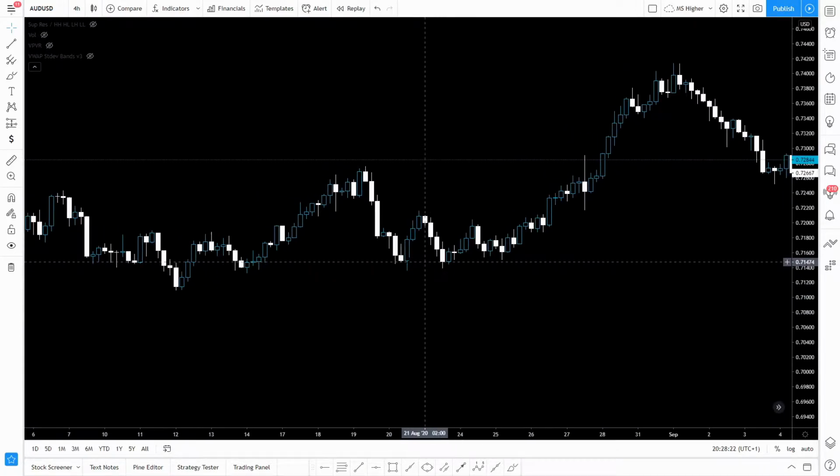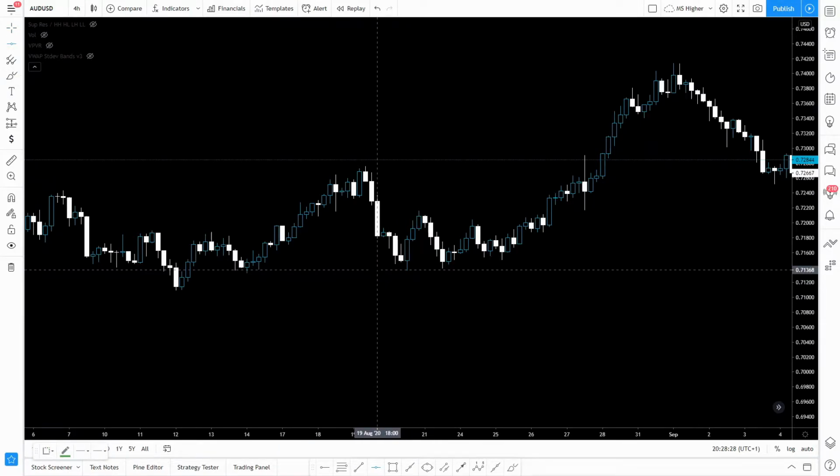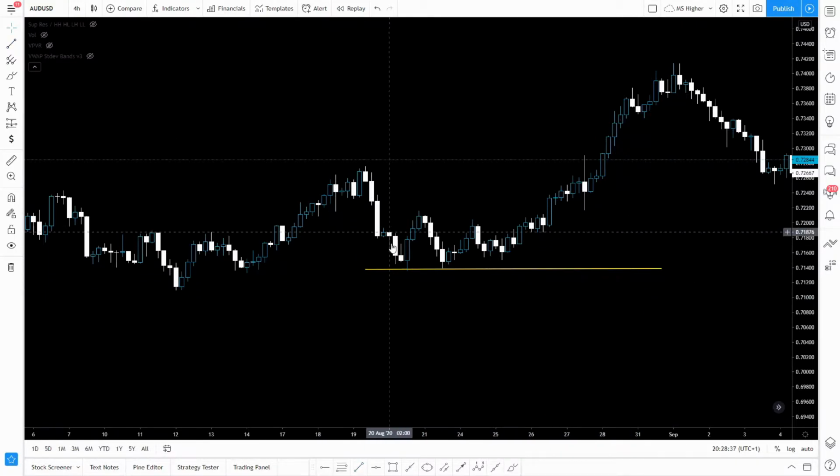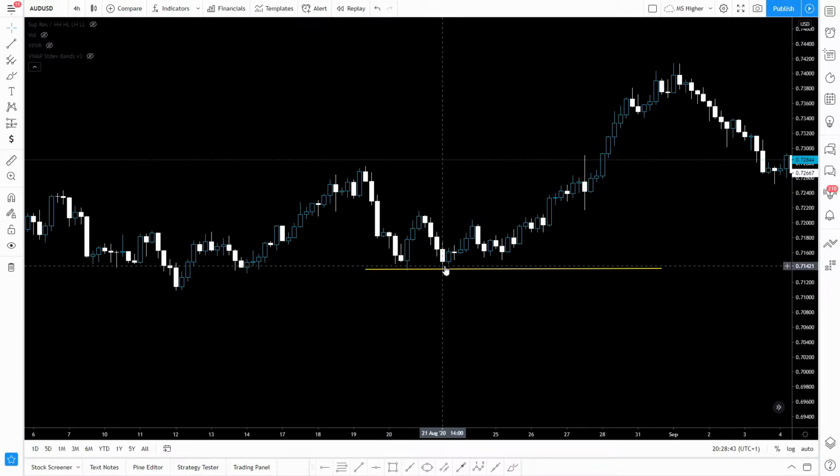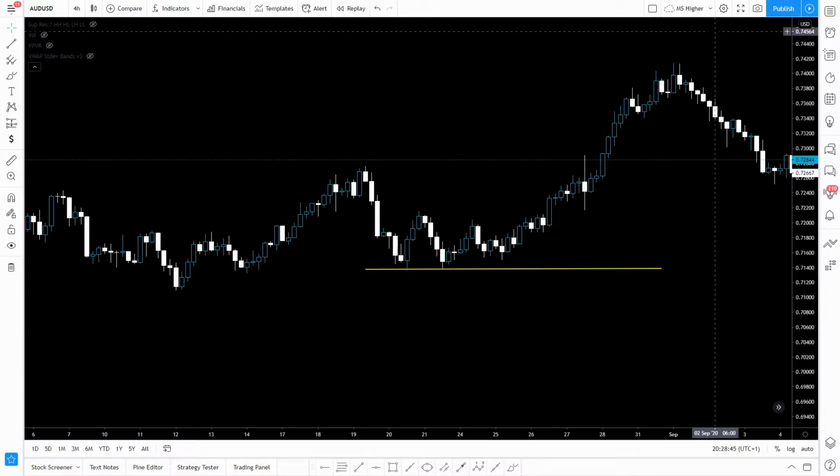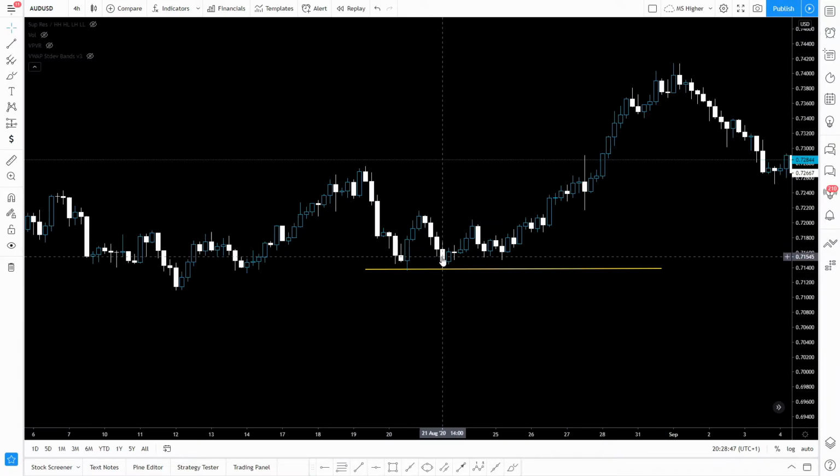Again, we have here, so it's come down. Let's put this in, for example. I don't need that much, this will do. So it's come down, probably a support and resistance, hit a support and resistance, come back up, hit another support and resistance, and then away we go. This is called a double bottom.